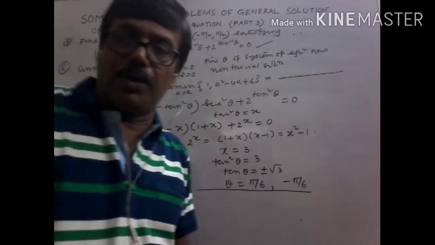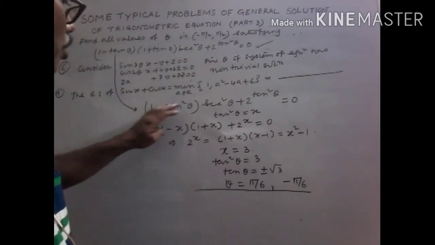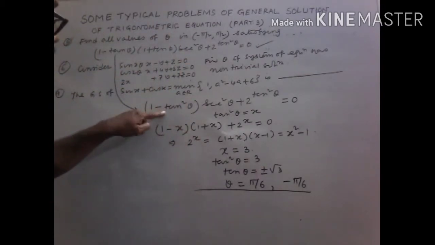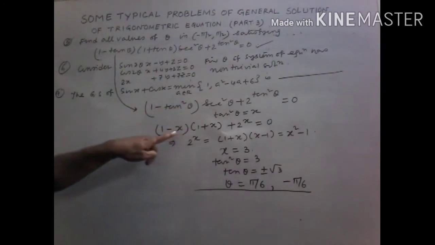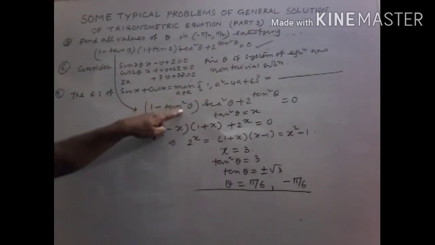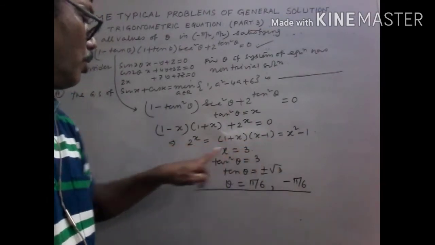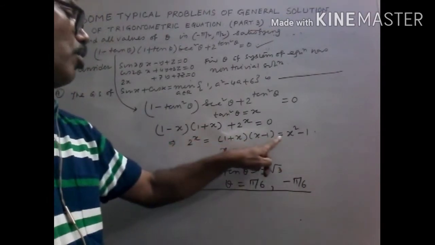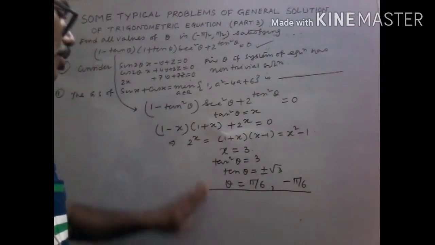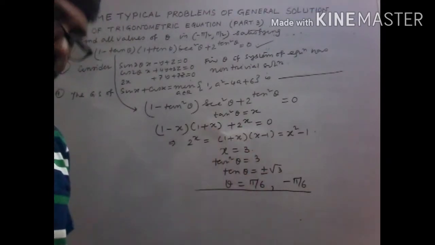Look, this is a very simple problem, but you have to express this as an equation. Eliminating tan theta, we get this type of equation. This type of equation we solve by the trial method. So solving, we get this one.